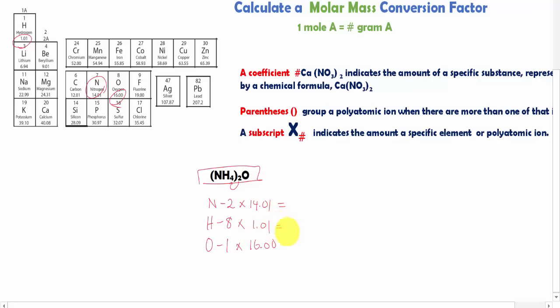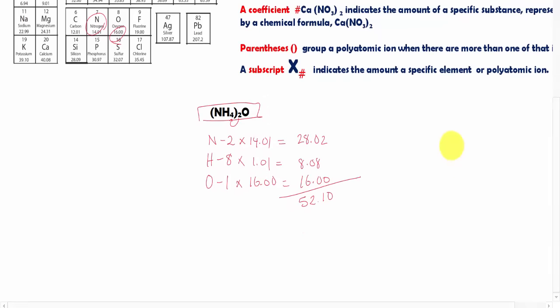And we use our calculator to multiply it. We have 28.02, we have 8.08, and we have 16.00. And we add them all together, and we have 52.10. And to express this as a molar mass, we have 1 mole of this substance equal to 52.10 grams of this substance.